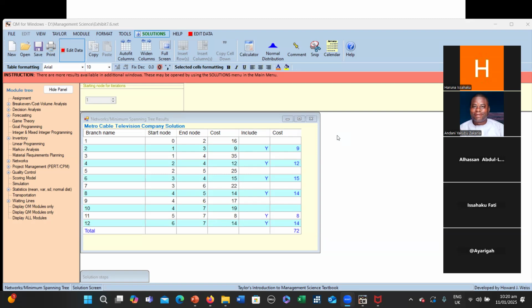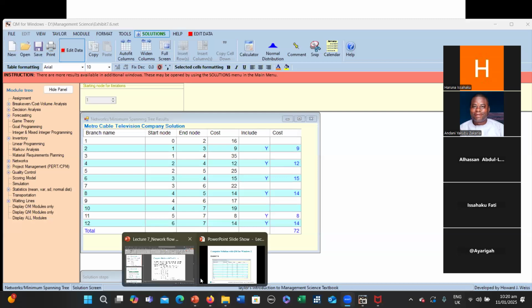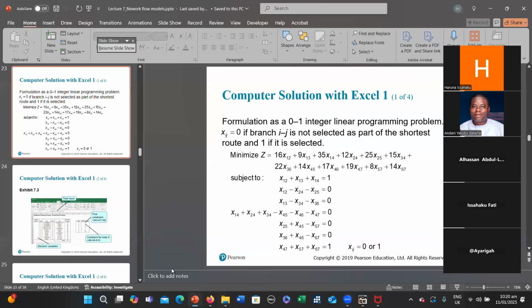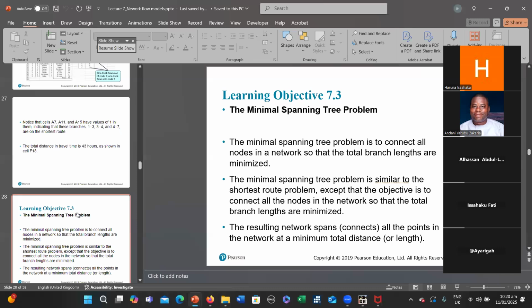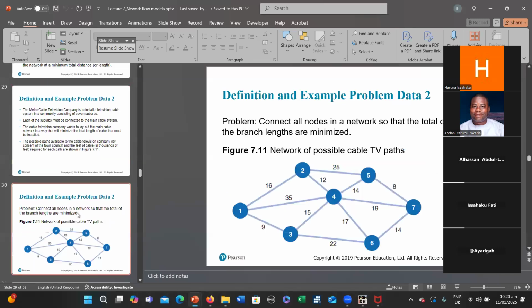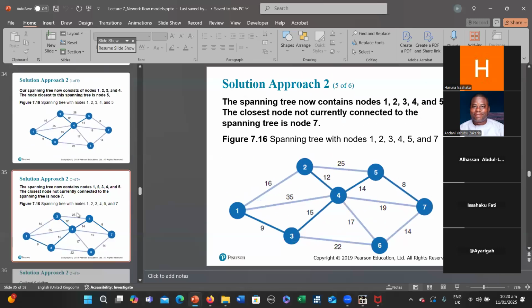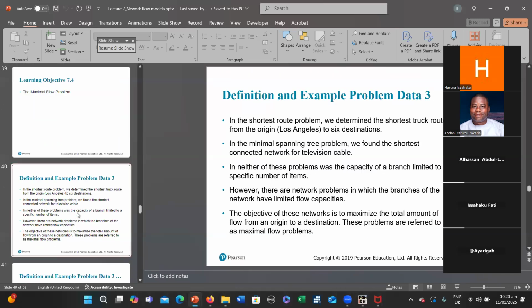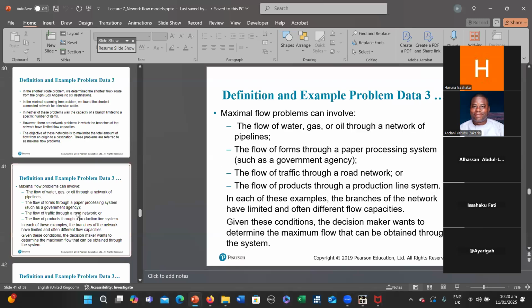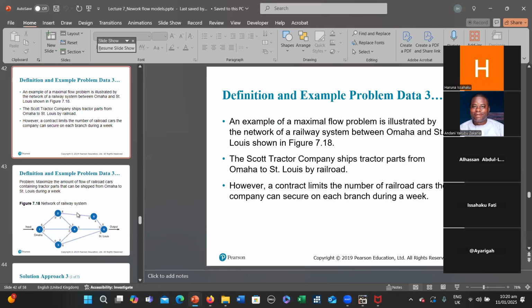All right. So any question? The next, I told you there are 3 categories of the network. The last part is the maximal flow, but we are not going to look into that except beyond the definition. We will not look into that.